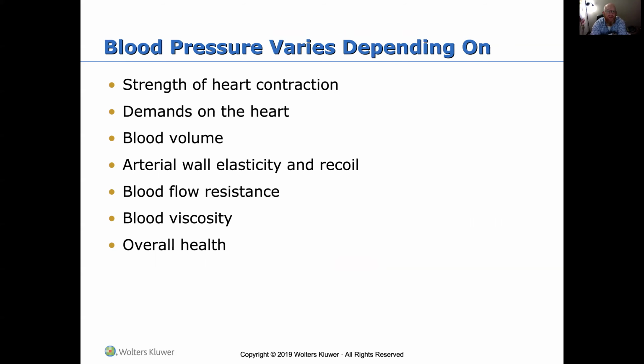Your blood pressure is going to vary on several different things: how hard the heart is contracting, the strength of that contraction, what demands are being placed on the heart, your blood volume. The more blood volume, the harder it is to push the blood around. The arterial wall elasticity and recoil, that has something to do with it too.